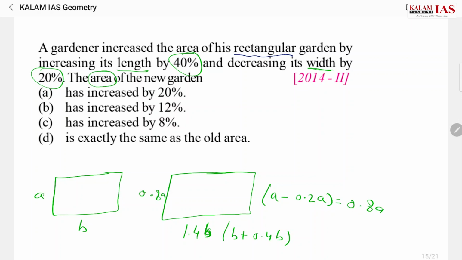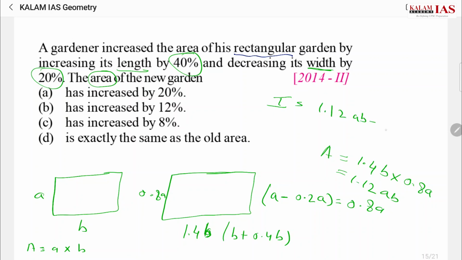The area of the new garden, we have to find the area. Initial area is A into B. The new area is 1.4 B into 0.8 A. This comes out to be 1.12 AB. That means the increment is 1.12 AB minus AB, which is 0.12, equal to 12%. See, the answer is B, 12%.